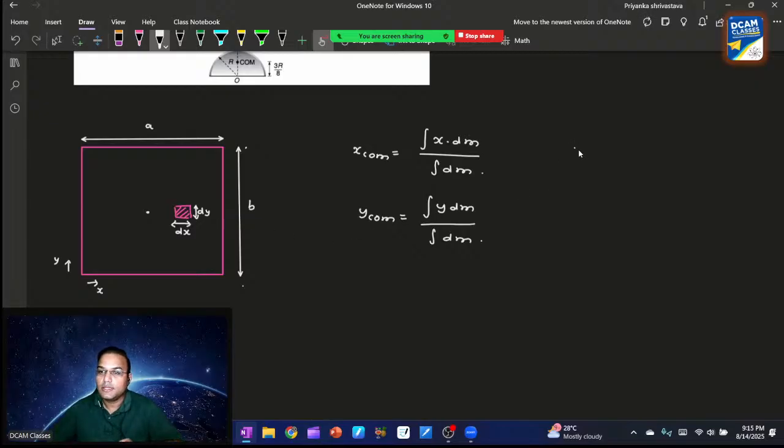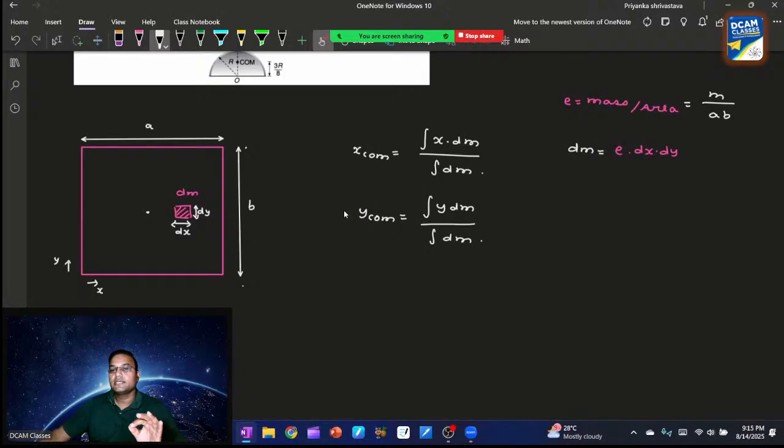So the mass dm in this particular case will be rho into dx dy, where what is rho? Rho is the mass per unit area, areal density we say, which will be capital M, or if I have given the mass of this as M, will be M by AB. Get it?